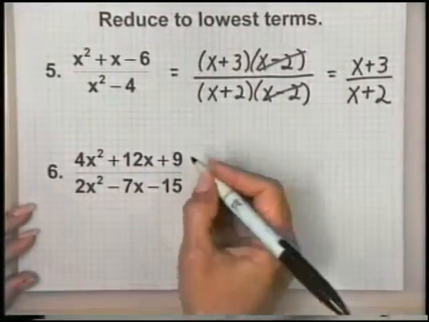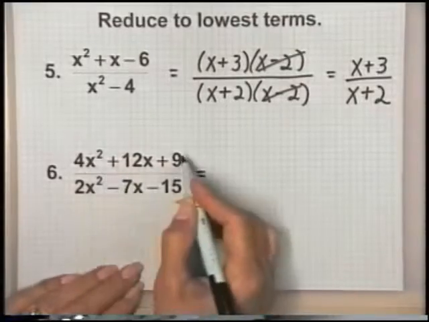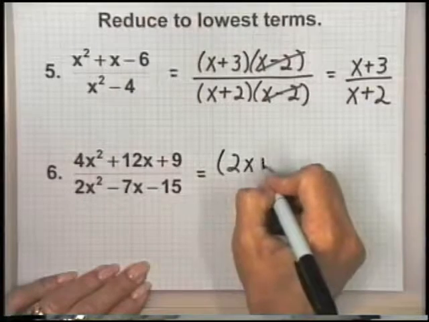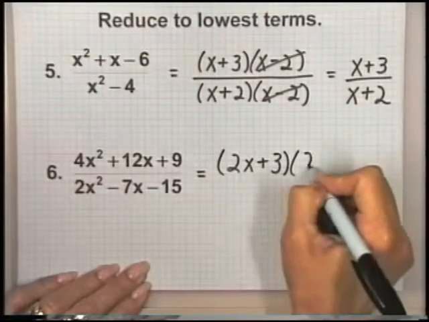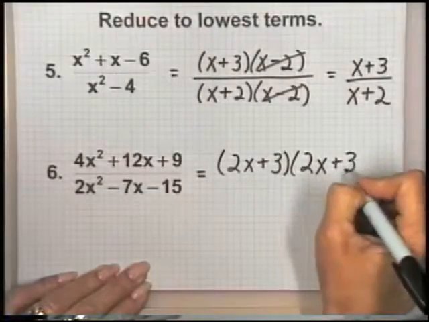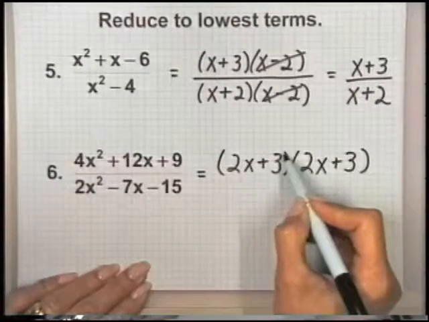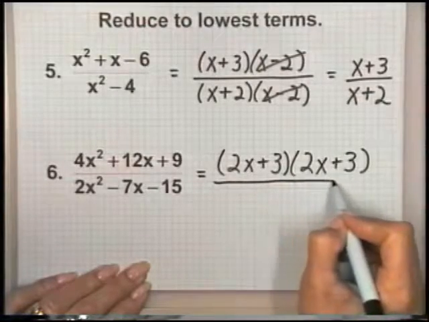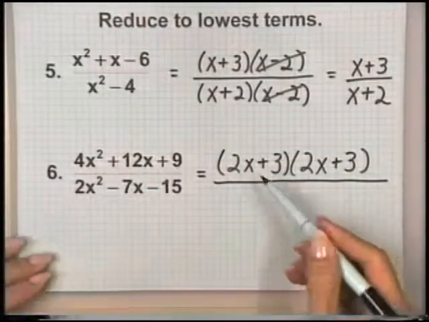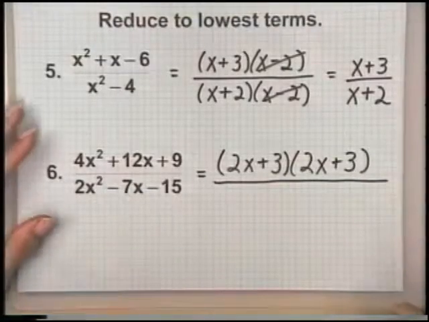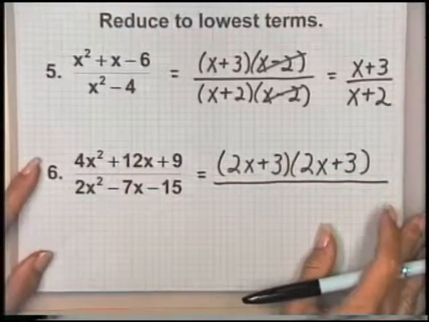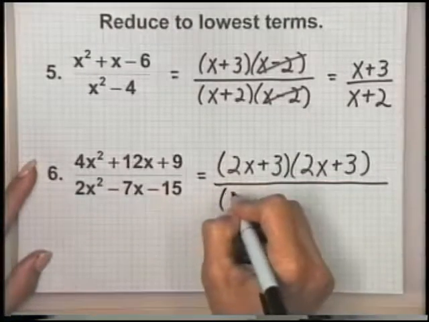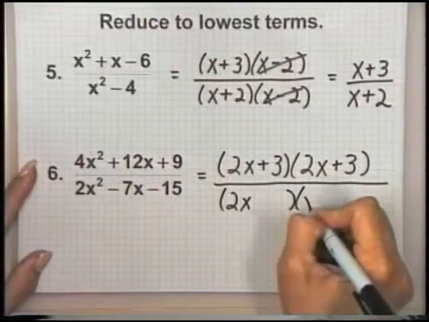For problem number 6, let's factor. The numerator is a perfect square trinomial, isn't it? It factors as 2x plus 3 times 2x plus 3. Now you may want to write this as 2x plus 3 squared. However, usually when I'm reducing rational expressions, I would prefer to write it as two separate factors instead of writing it as the 2x plus 3 squared. That's actually your call. Let's factor this denominator.